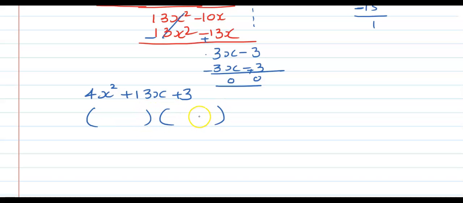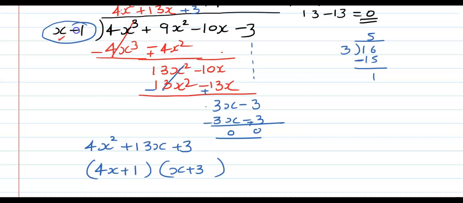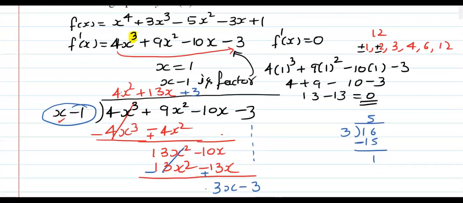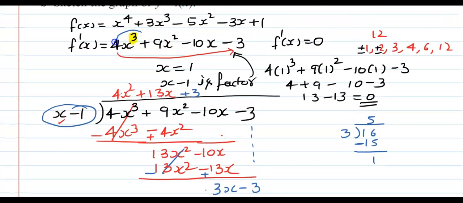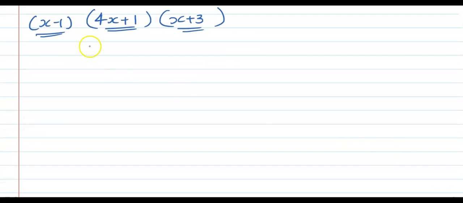Now, what will be the factor of this? Please let me know what will be the factor of this 4x square plus 13x plus 3. 4x plus 1 and x plus 3. Yes, that's right. 4x plus 1 and x plus 3. Okay, and one factor we already know, that is x minus 1, right? So there are total 3 factors, that is x minus 1, 4x plus 1 and x plus 3. Why are there 3 factors? Because this was a cubic equation. If you see, this is a cubic equation, so there will be 3 factors. So we got 3 factors here: x minus 1, 4x plus 1 and x plus 3.